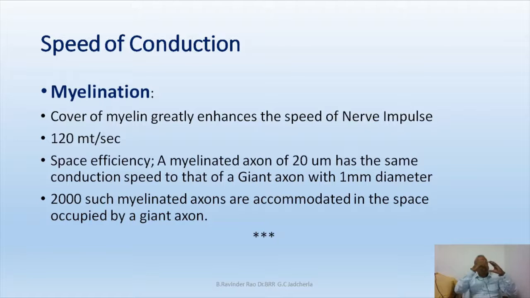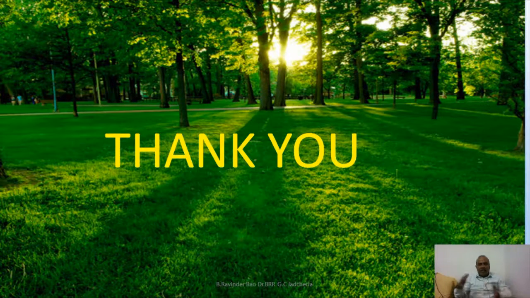Within one giant axon space, 2000 myelinated axons can be placed. That is why myelination increases the efficiency in speed of conduction and also saves space. If our brain has this volume and it is filled with giant axons, only a few axons would be there. If it is filled with myelinated axons, more axons will be there, and more information and more connections. Friends, I hope you have understood this mechanism of nerve impulse from one place to another place.